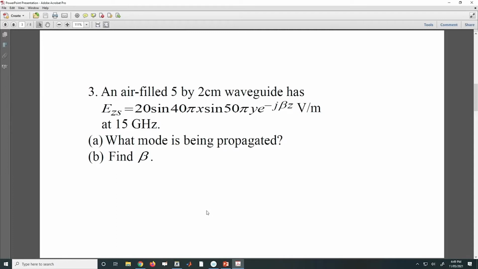The third question says that an air-filled 5 by 2 centimeter waveguide has Ez as 20 sin 40 pi x sin 50 pi y e to the power minus j beta z volt per meter at 15 gigahertz. So, we need to find out what mode is being propagated, and second, find out beta.